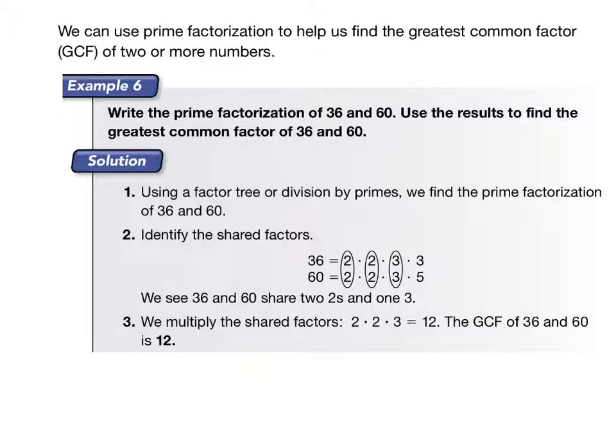And then we multiply the shared factors together. The shared factors are 2 times 2 times 3, which makes 12. So the greatest common factor of 36 and 60 is 12. So again, find the prime factors of each number, identify the shared factors, then multiply the shared factors together, and you'll get the greatest common factor.